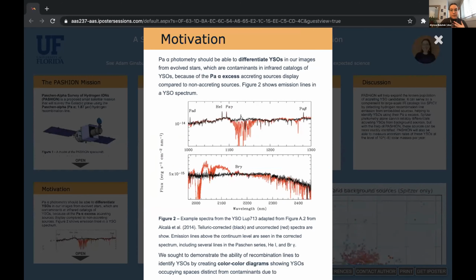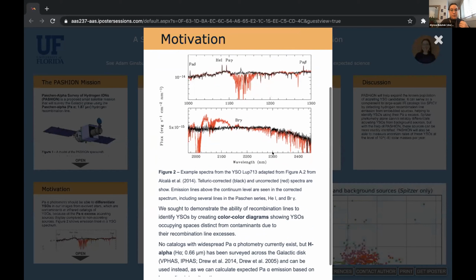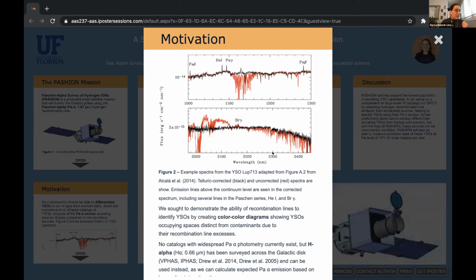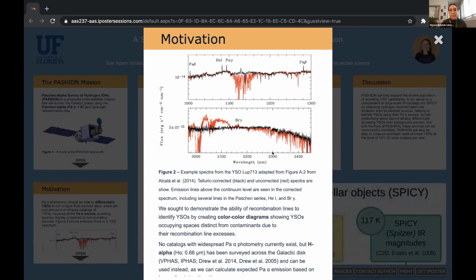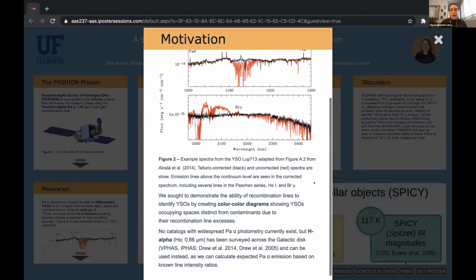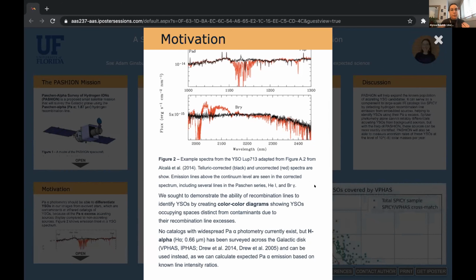And so our goal with this project was to try to demonstrate that we can use the emission line excesses of YSOs, of young stellar objects, to identify them as YSOs by making color diagrams that hopefully would show YSOs occupying some distinct color space from contaminants in the PASHION survey because of the fact that YSOs would display recombination line excesses.